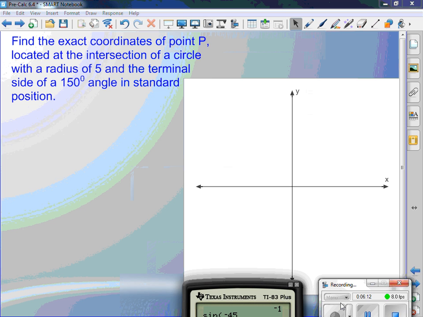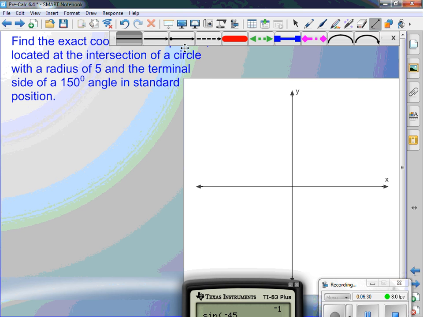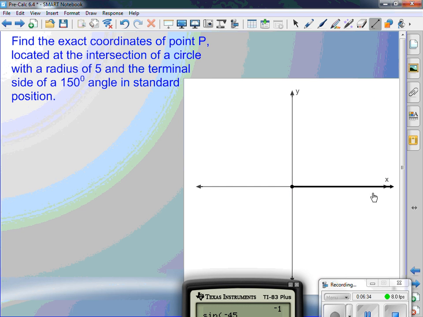We're going to find the exact coordinates of the point P, located in the intersection of the circle with a radius of 5 and the terminal side of 150 degrees, an angle in standard position. Someone already asked, do we need to know this point P? This is where it led into. If I make an angle in standard position, that means it starts here. 315 degrees is in what quadrant? Or sorry, 150 degrees. Second quadrant.